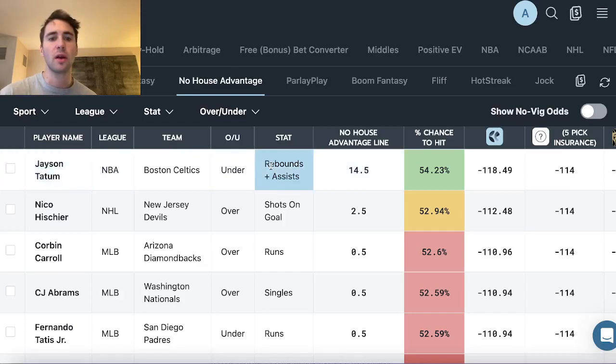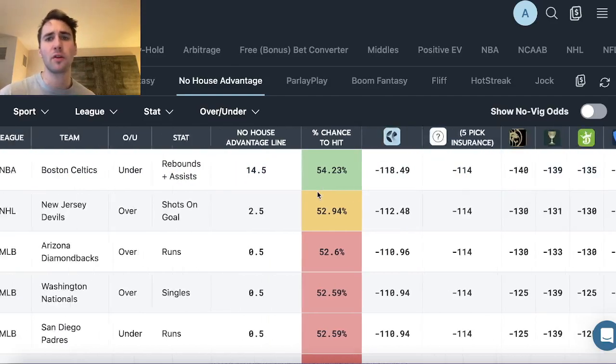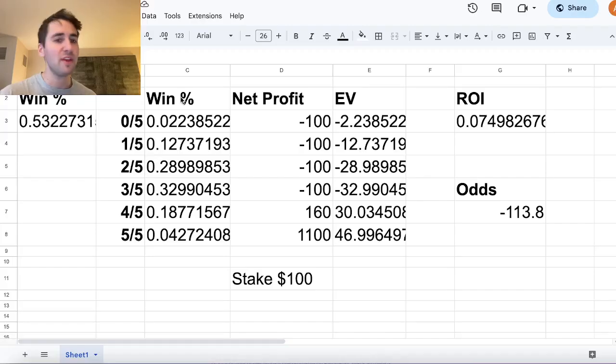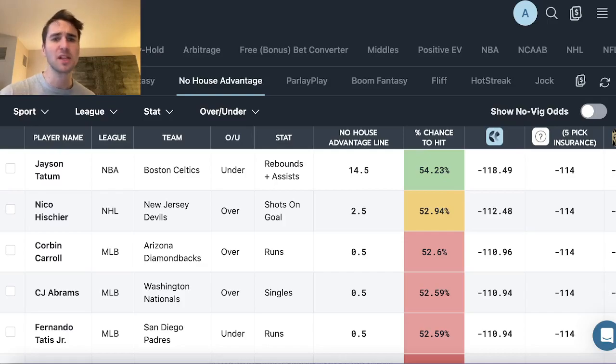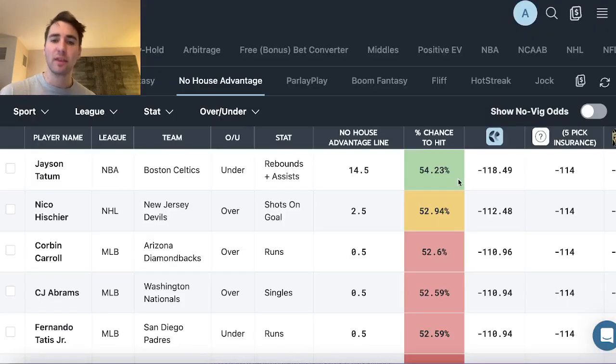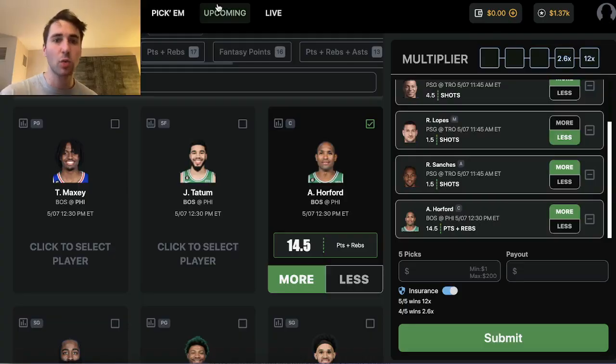So long story short, Tatum's under is heavily favored on all the sportsbooks, so we know the under is more likely. And the win probability is 54.23%, so it's highlighted in green. Any player props that are winning above 53.22% of the time are going to be highlighted in green on the fantasy screen. So Tatum under 14.5 rebounds plus assists. I went with that play as well.